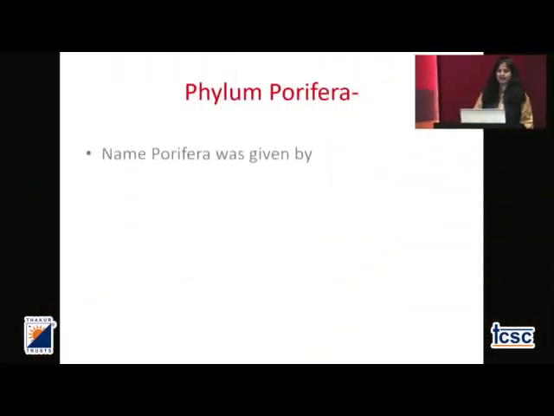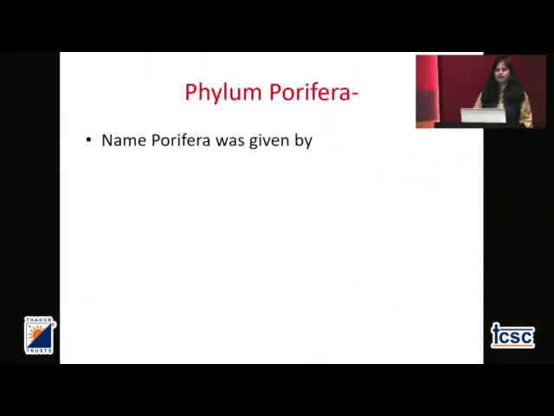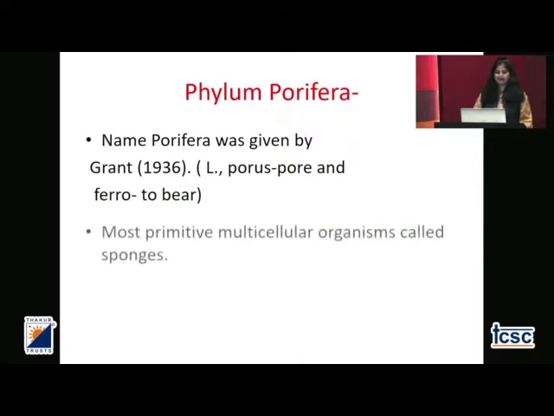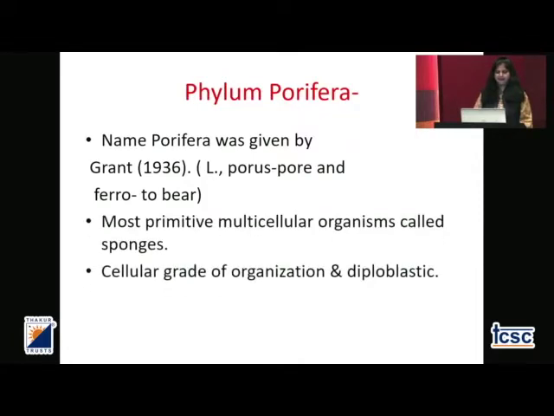Phylum Porifera has numerous organisms which belong to the first phylum of the animal kingdom. The name Porifera was given by Grant in 1836. In Latin, porus means pore and fero means bear. So pore bearing animals are included in phylum Porifera. These animals are primitive multicellular organisms which are commonly called sponges.